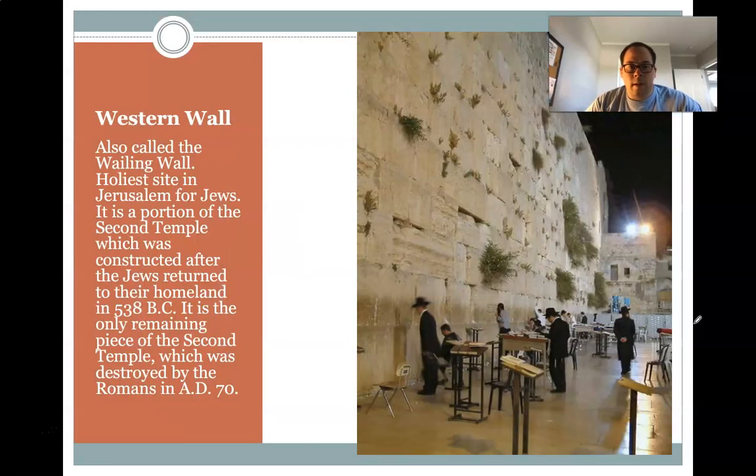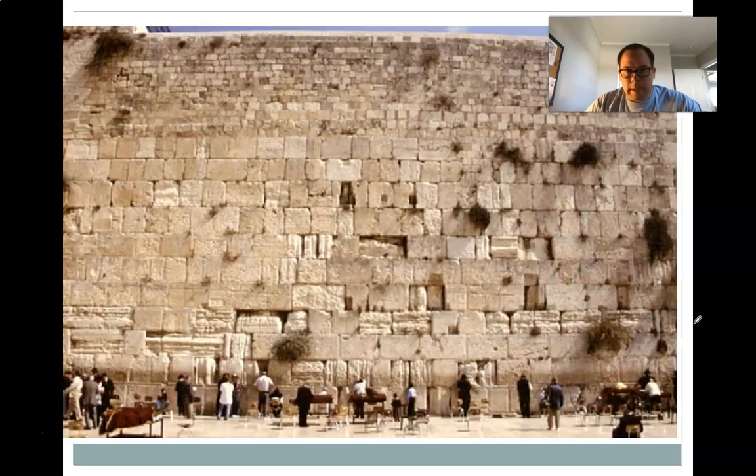The Western Wall, also called the Wailing Wall, is the holiest site in Jerusalem for Jews. It's a portion of the Second Temple, which was constructed after the Jews returned to their homeland in 538 BC. It is the only remaining piece of the Second Temple, which was destroyed by the Romans in 70 AD. Here's another picture of the wall.